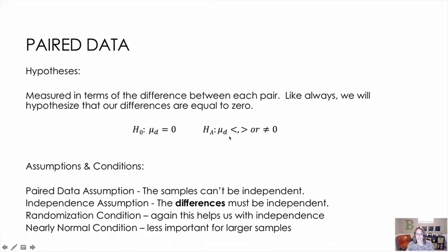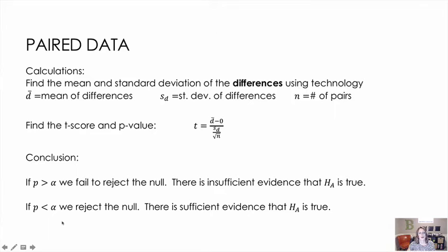Again, hypotheses, same as we did before. Assumptions and conditions: we know that the differences must be independent, but we know that the data actually must be paired. The differences are independent because how I do on a pretest post-test doesn't affect how you do on a pretest post-test. Randomization and nearly normal. Find the mean and the standard deviation of the differences. Again, I would just use technology to make it subtract for you. Find the t-score and the p-value.